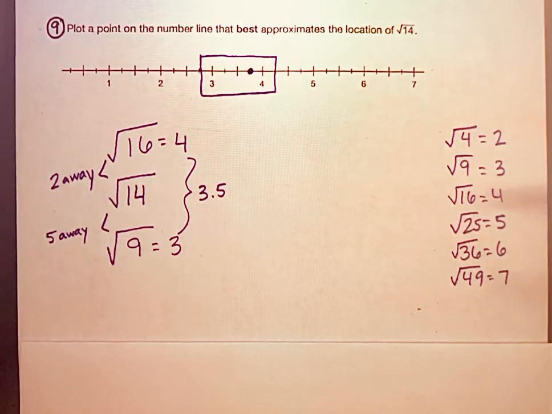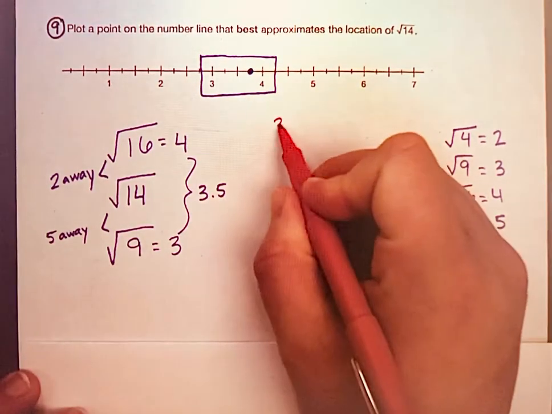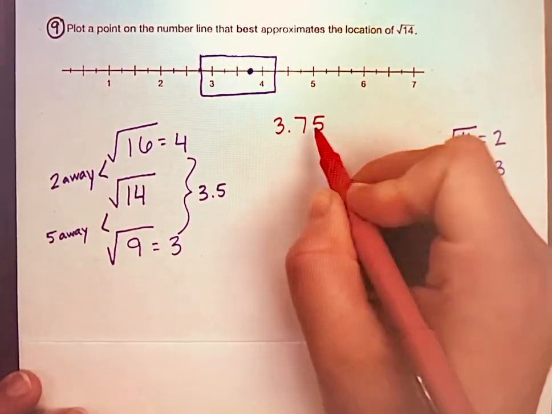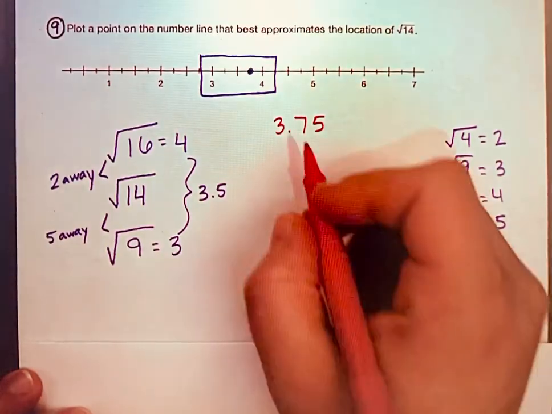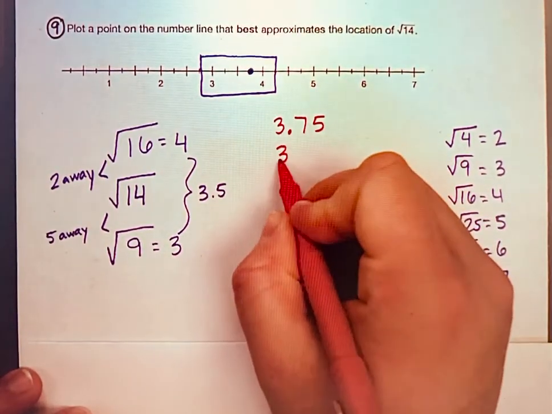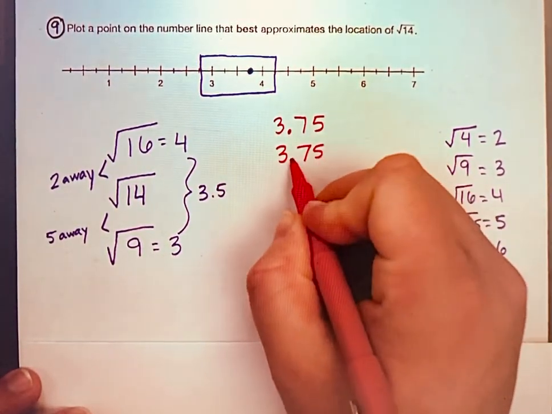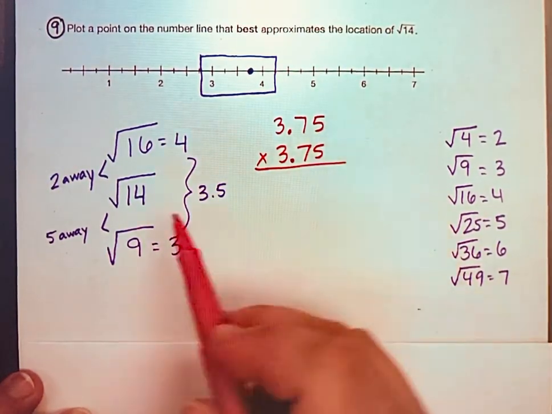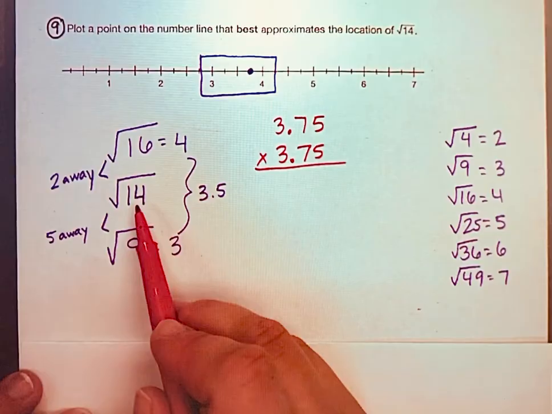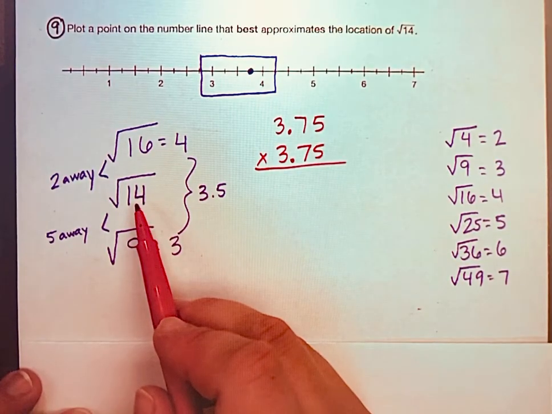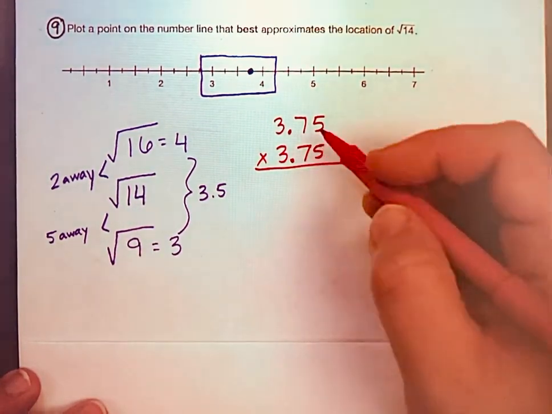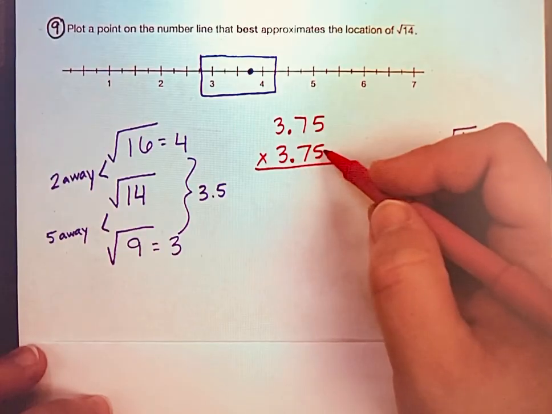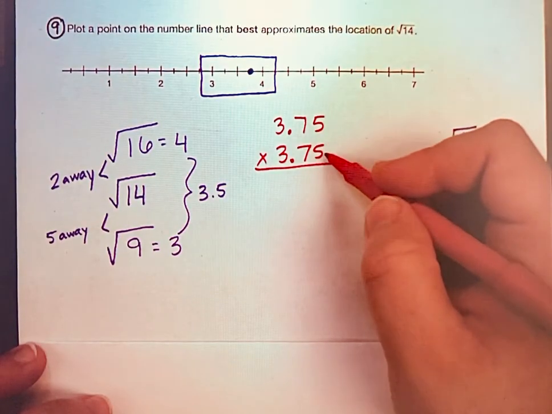So if I think my answer is 3.75, then I just do 3.75 times 3.75, and I see what my answer is going to be. My answer should be 14 or close to 14. And if it's not, then I didn't get it right. So let's take some time to multiply this out. Like I said, it's going to take a little bit of time.